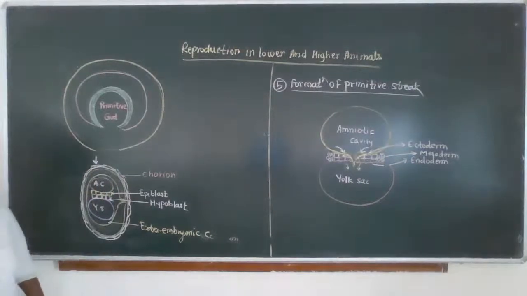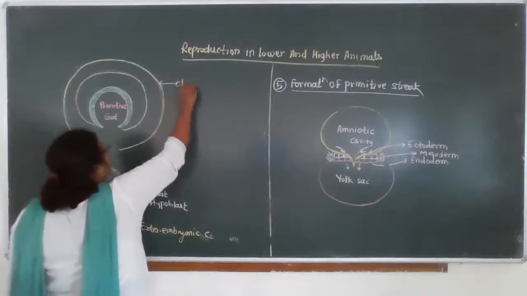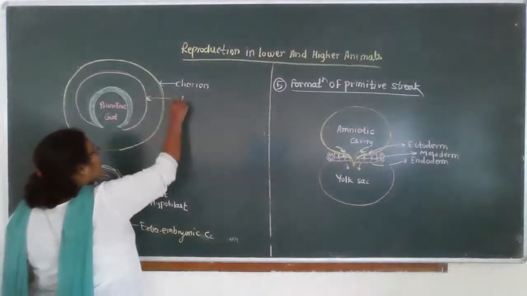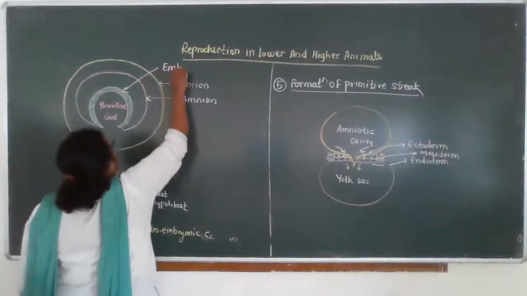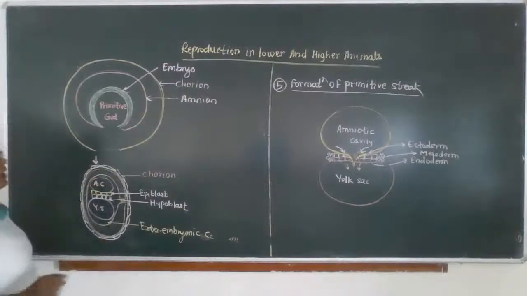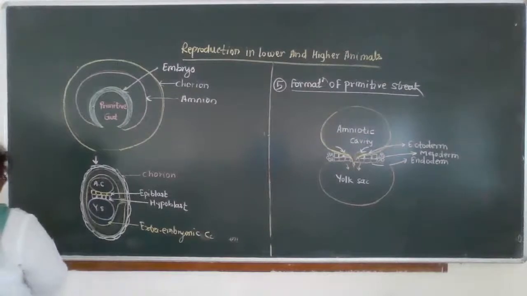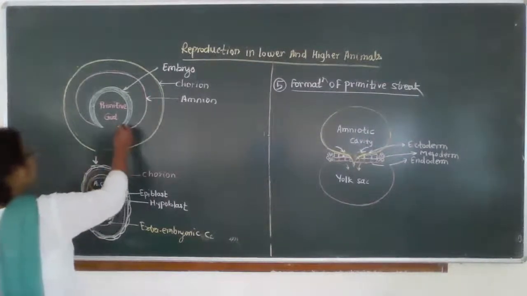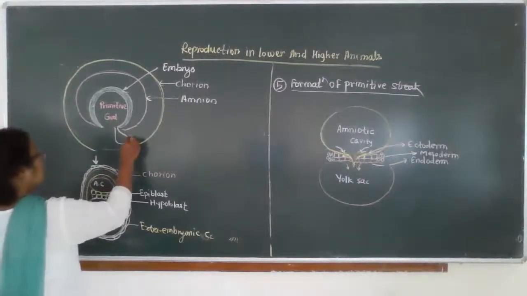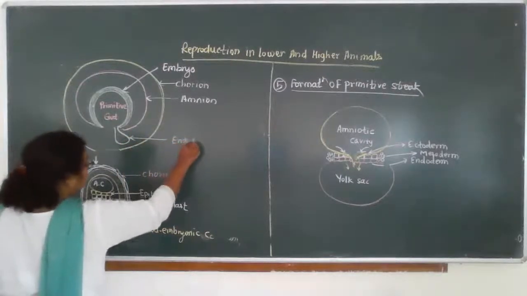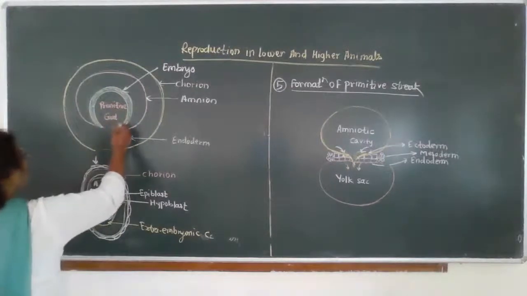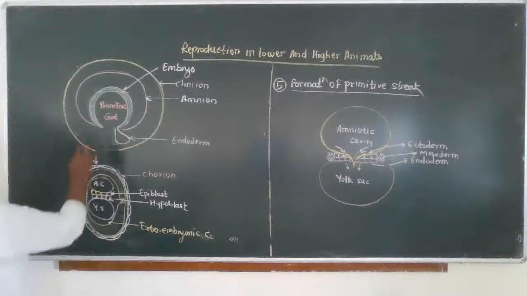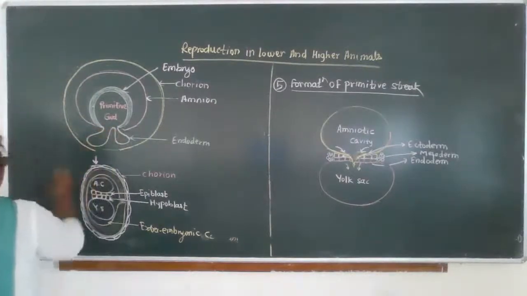So the outermost is the chorion, this is the amnion, and this is the embryo, right? Then the next one: from the primitive gut, the endoderm arises. This is the endoderm, because as we know, the lining of the primitive gut is made up of endoderm, and it is derived from this. And here is the yolk sac. This one is the yolk sac.